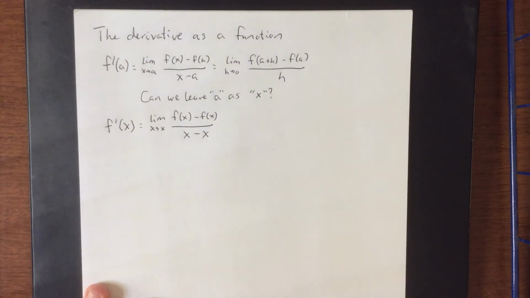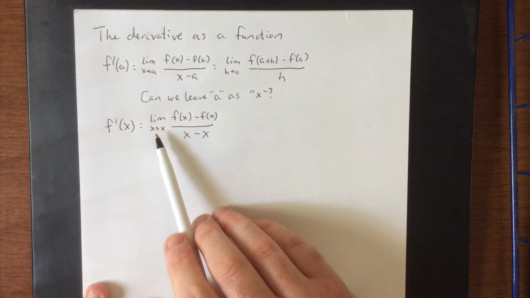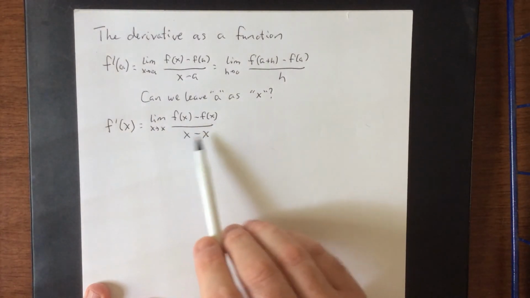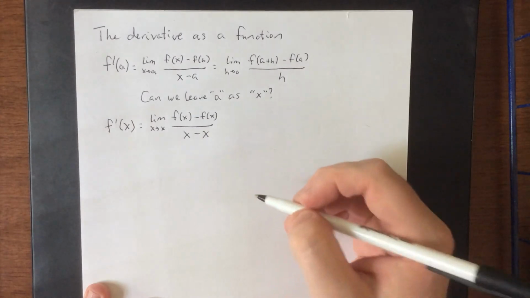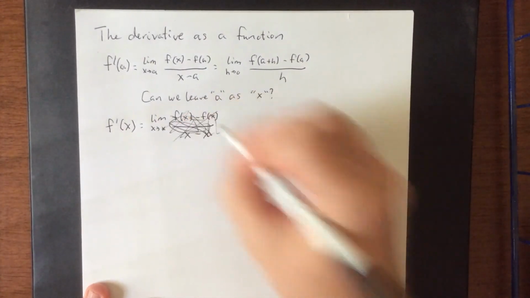So you may have noticed that that one's not going to work out great because we're taking the limit as x goes to x. Well, x is already x, and your numerator is exactly 0, and your denominator is exactly 0. So, you know what, forget about that one.